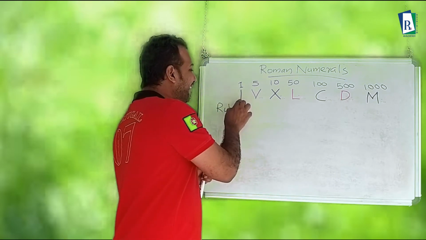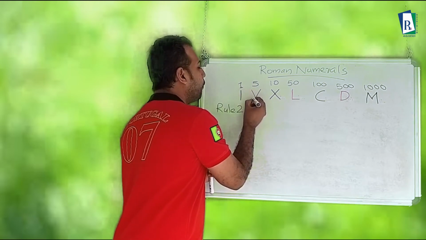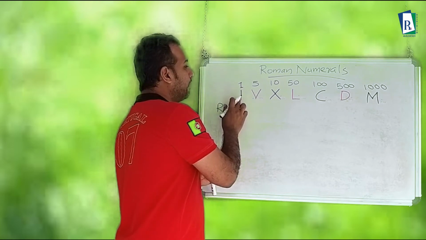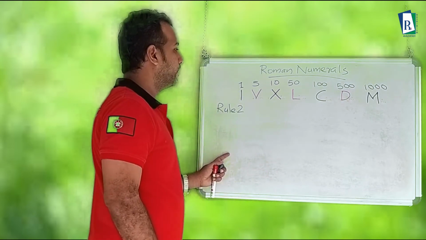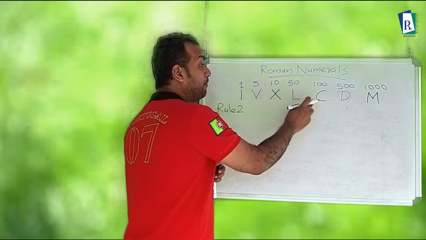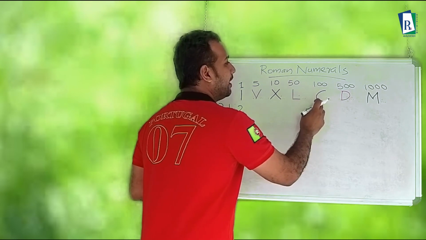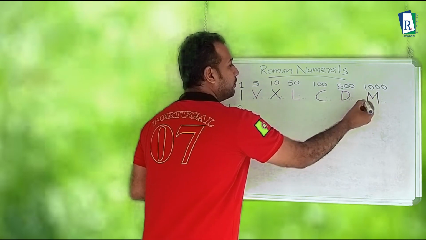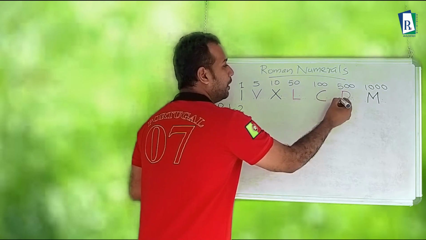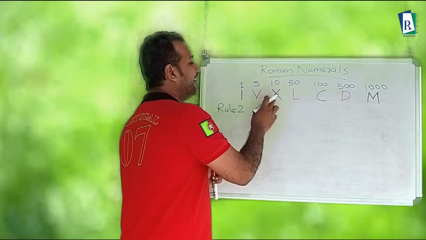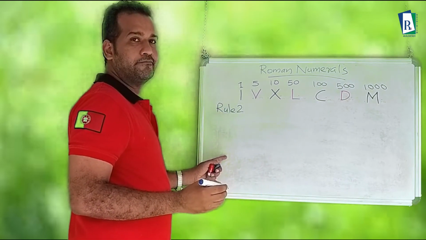Okay. If you want to write this 1 before the 5, you can write only one time. If you want to write this 1 before the 10, you can write only one time. If you want to write this 10 before the 100, you can write only one time. If you want to write this 100 before 1000, you can write only like that. If you want to write this 100 before the 500, you can write only one time. If you want to write this 10 before the 50, you can write only one time.